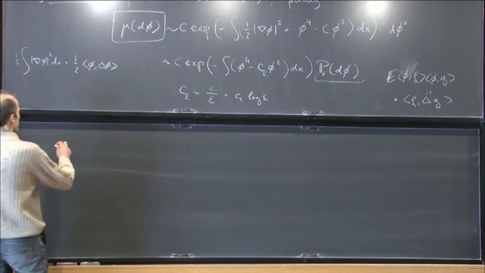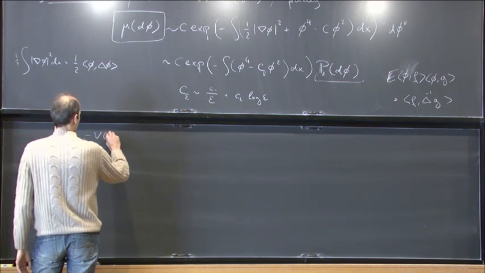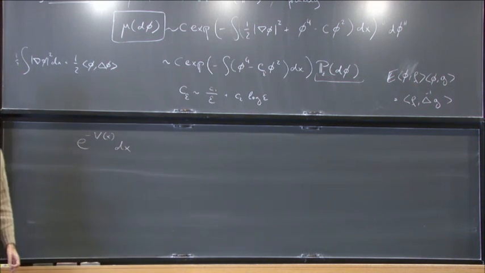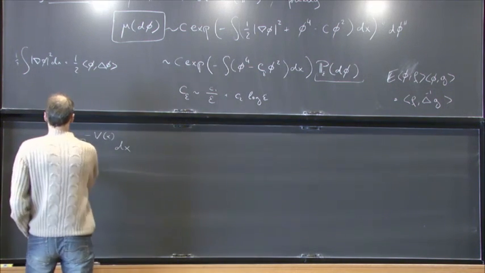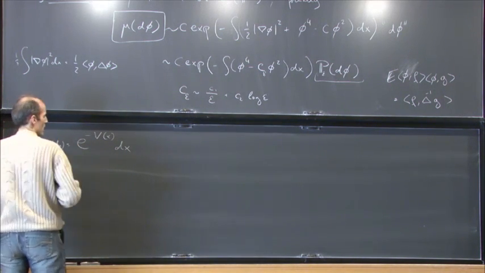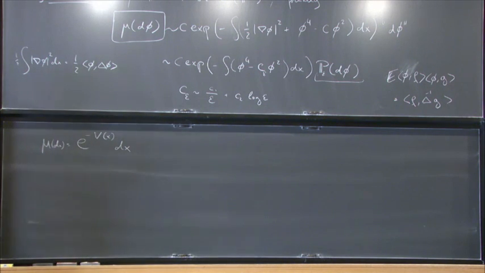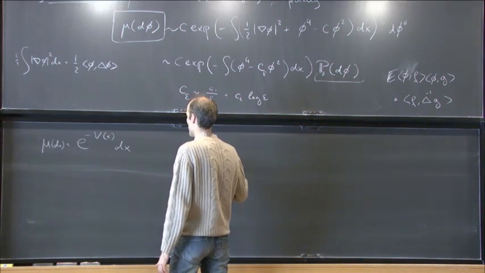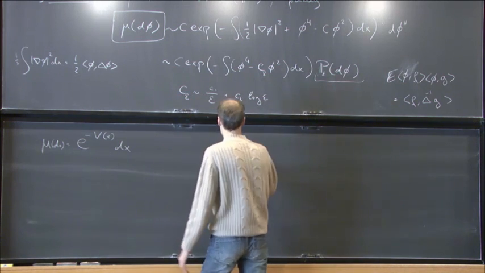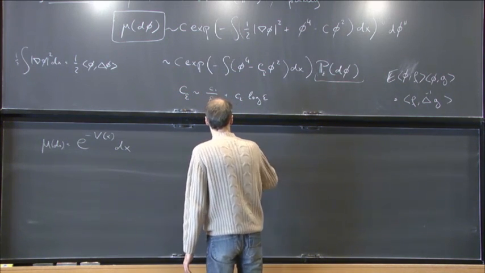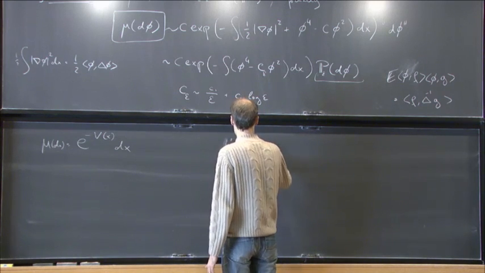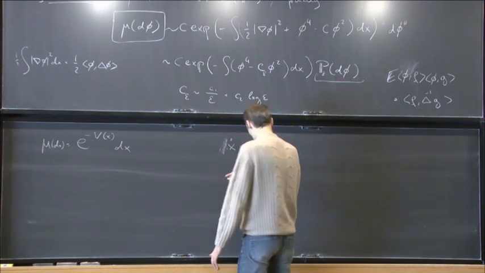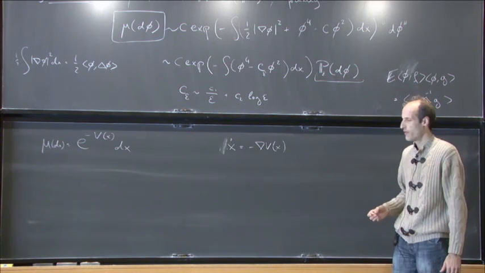Now, suppose you're in finite dimension. You have a measure of the form e to the minus V of x dx, and now say x is in R^d, so it's something finite dimensional, not like phi. So if mu is of that form, then you can realize mu as the invariant measure of some Markov process. What you can do is write down a diffusion, x dot equals minus gradient V of x, which is just a gradient flow.